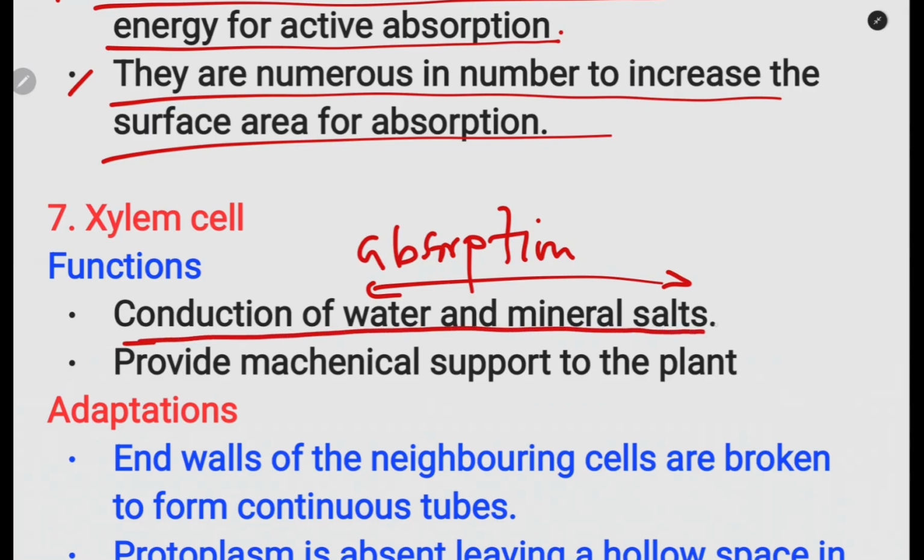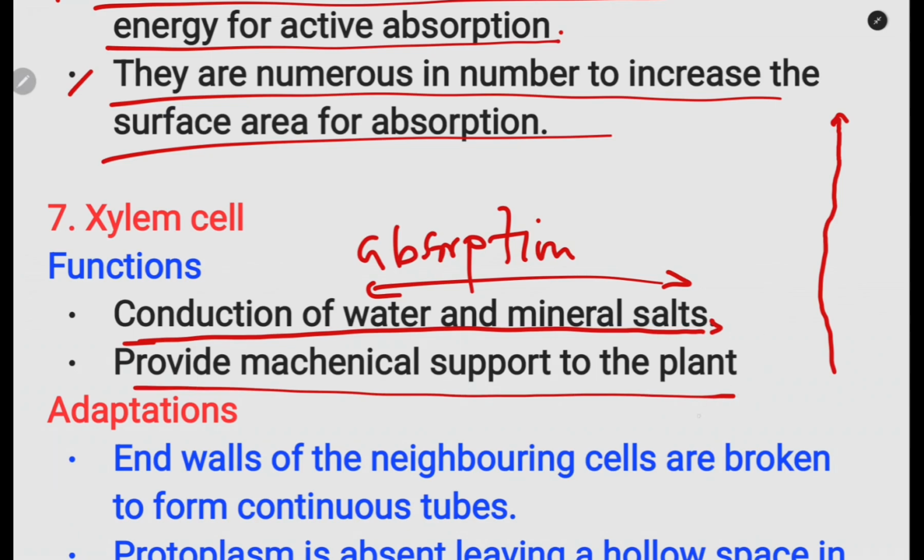So conduction of water and mineral salts, which means water moves along the xylem up to the end where it is going. In short, it transports water and mineral salts. So it moves along the xylem. So you should be able to know these. Then provide mechanical support to the plant. As you know, the walls of the xylem are lignified, or they are made up of lignin, which is a hard material, and that gives strength. In short, it provides support to the plant.